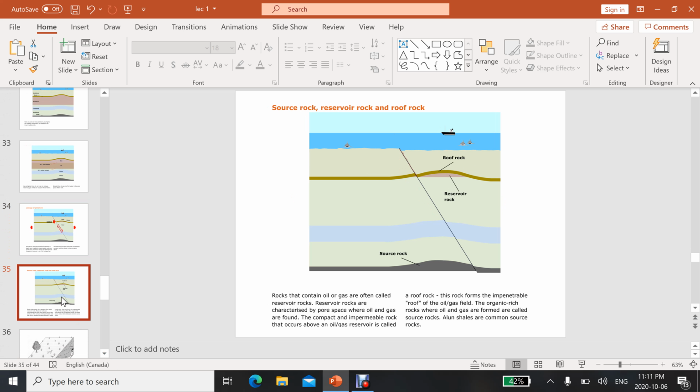Okay, let's see another example of source rock, reservoir rock, and roof rock. Similarly, the shale layer is a roof, or we can also say seal rock. Under the seal rock there is a reservoir rock. This is sandstone, and it is filled with oil and gas. At the bottom, dark black, is the source, which is also shale. That is charging the layers, because oil formed in this source rock and then traveled upward until it faces this seal rock or roof rock.